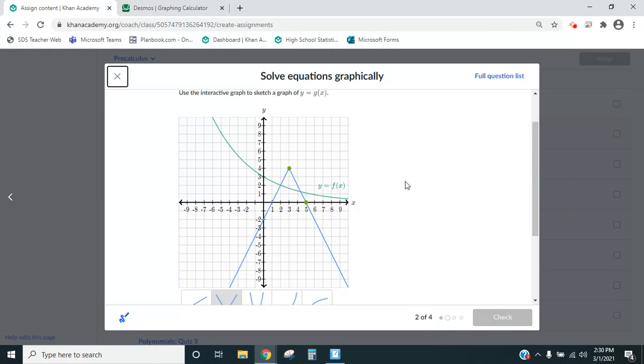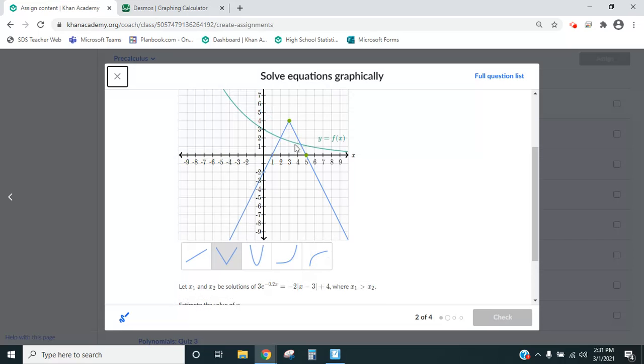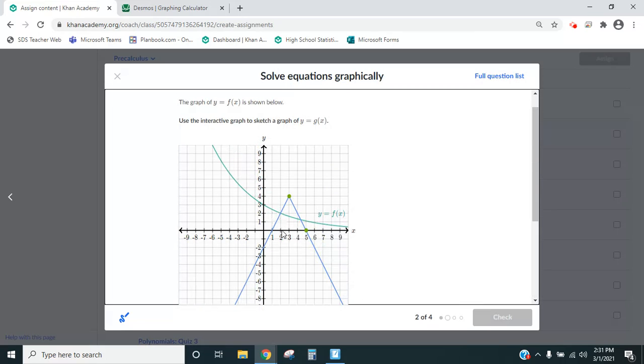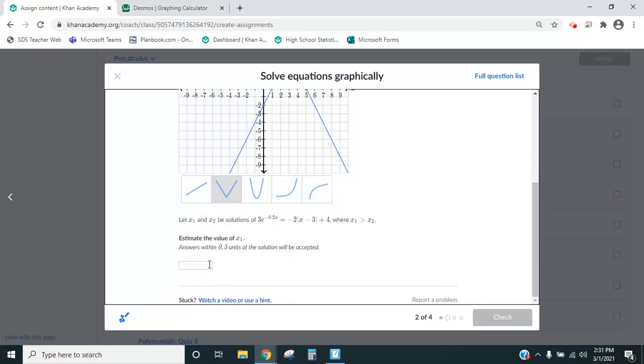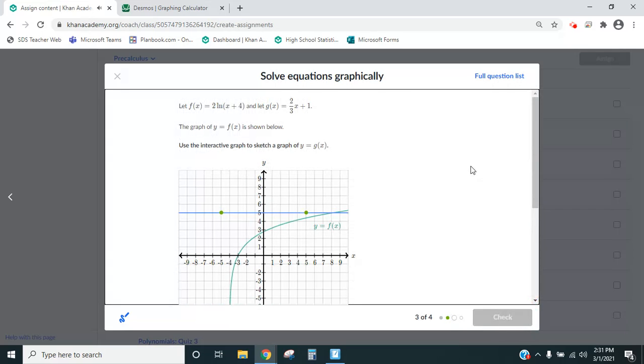There's my graph. Then they ask us to estimate the value where, let x1 and x2 be the solutions, where x1 is bigger than x2. What's x1? Well, we have two spots where they equal each other, right? Here at 2, 2, and over here at about 4.5 or so. They want the larger of the two, so I could say x equals 2, or I could say x equals 4.5. But again, they want the larger of the two. So 4.5 it is.